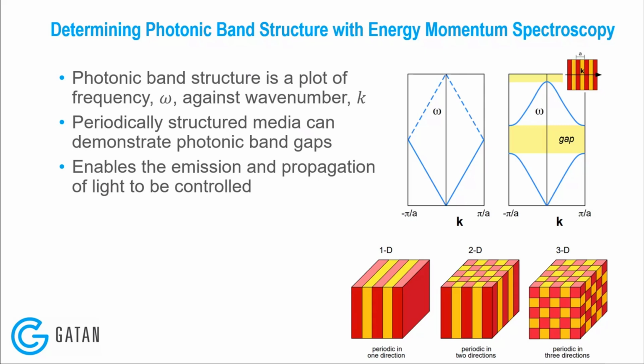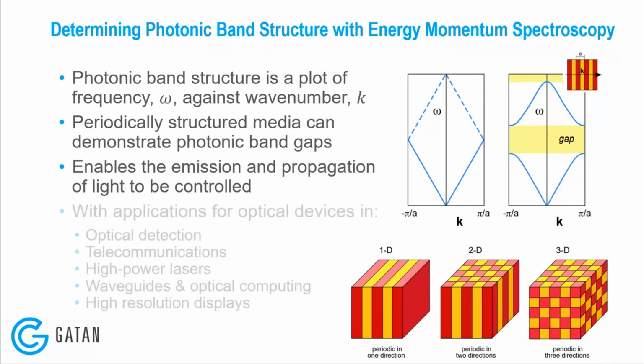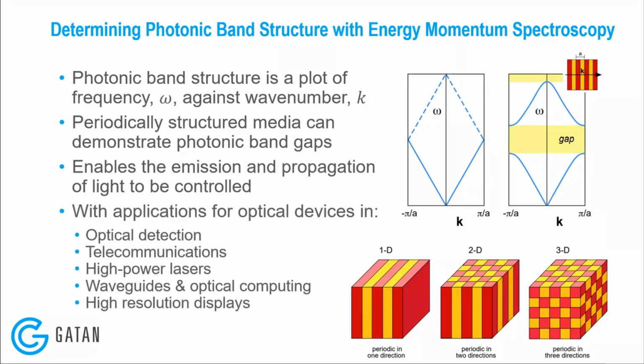And this allows researchers and scientists to control the direction and wavelengths, or the way that different wavelengths of light propagate through a material. So this has a wide range of applications in optical detection and telecommunications, high power lasers, waveguides, and particularly high resolution displays. I think this is incredibly exciting. In the next 10 years, we'll see this introduced into a significant number of applications with augmented reality headsets and wearable devices. It's a really exciting arena for technology at the moment.